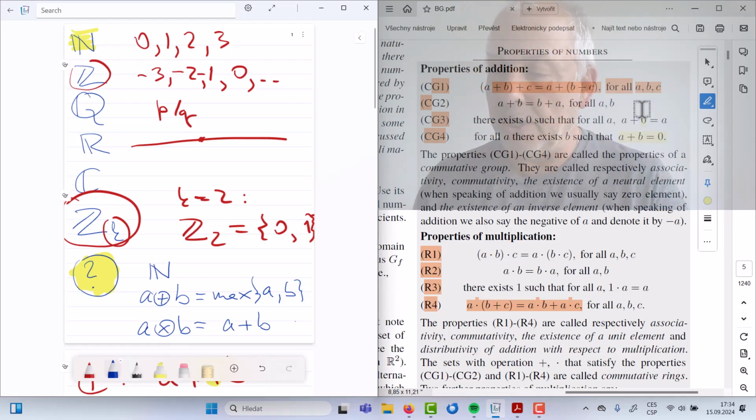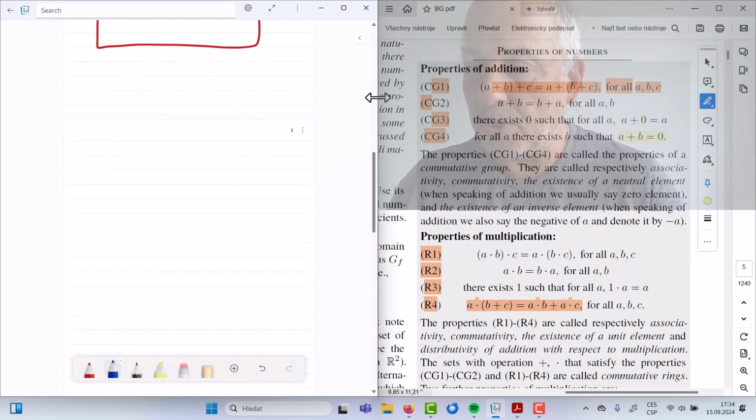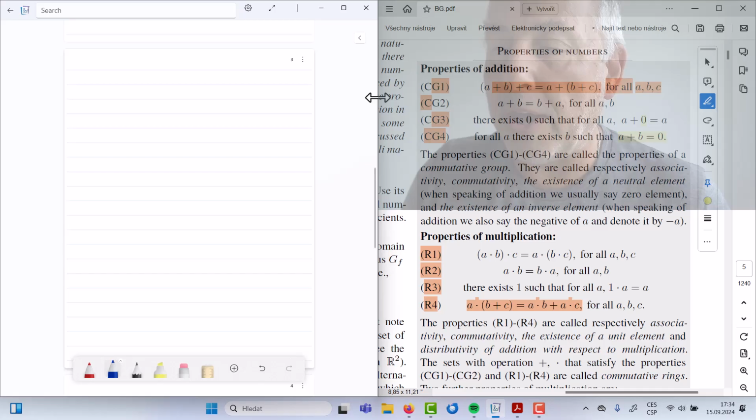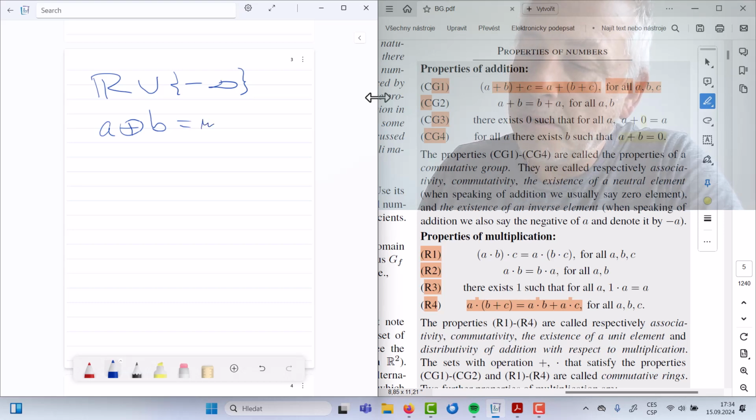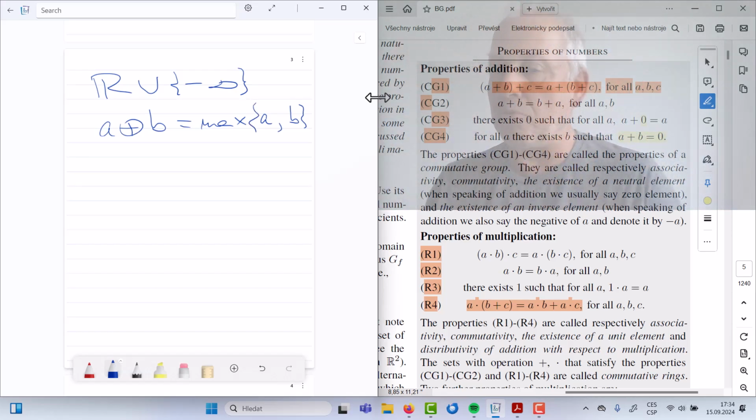And actually, it's more common to use them in another way, where you would take all the reals, but you add to the reals minus infinity. Then a plus, the new plus, b will be the maximum of a and b. And in this way, the minus infinity plays the role of 0, right? But a times b is simply a plus b.